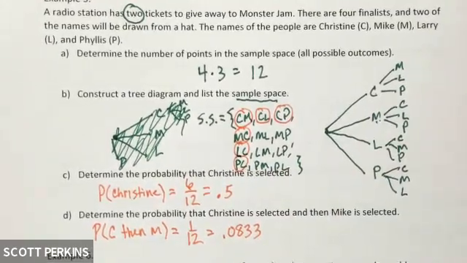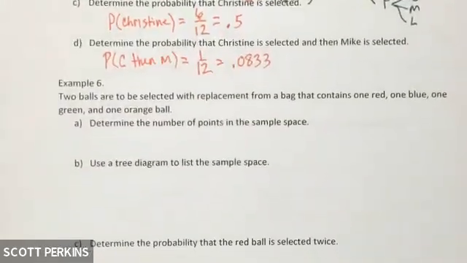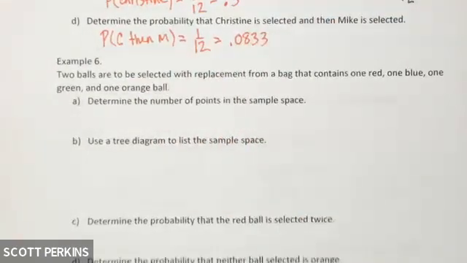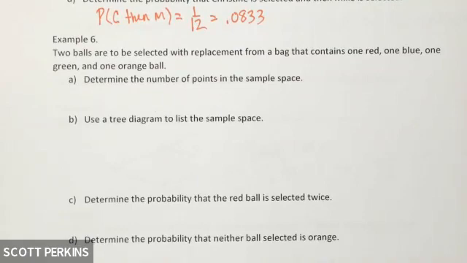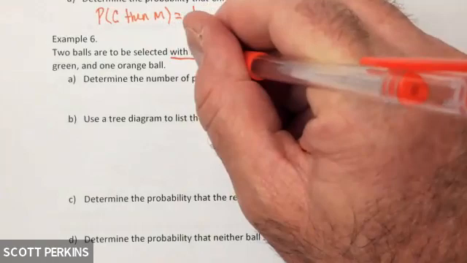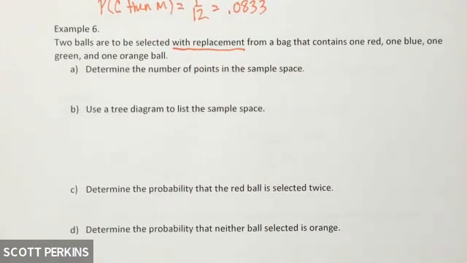All right, well, example 6 is very similar. There's only one little difference when you're doing this and doing your tree diagram. This time in example 6, we're selecting 2 balls from a bag, and in the bag there is a red, a blue, a green, and an orange ball. And when you do this the first time, you're going to do this with replacement. Unlike our drawing the names from the hat, which was without replacement, when we pull the ball out and see what color it is, we are going to put it back in and it can be drawn again.